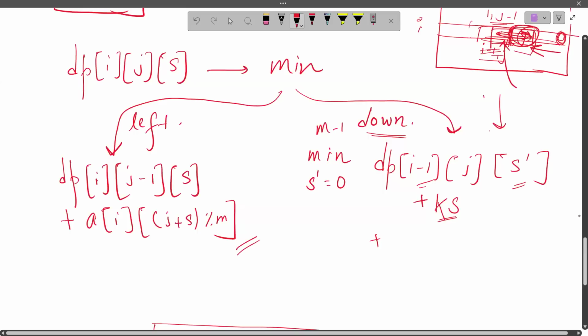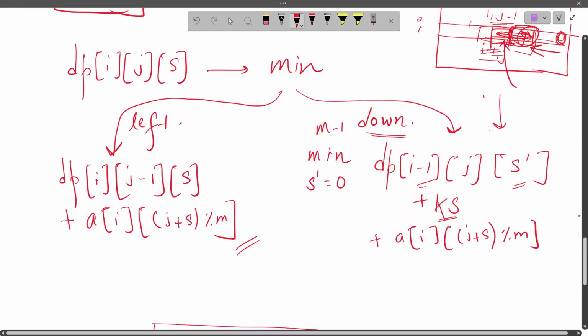This term would be definitely common in both of them because at the end of the day you are entering the I comma j cell, right? So this term is a I j plus s modulo. So these are the transitions we have written, which probably works.